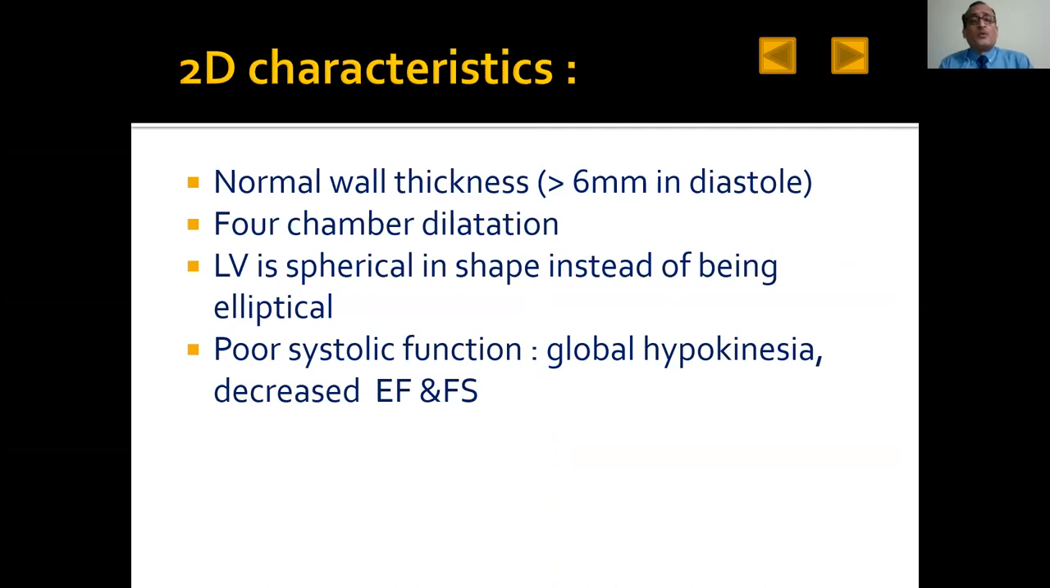There is normal wall thickness, left ventricular hypertrophy, if at all, is very minimal. Secondly, there is four chamber dilatation. Thirdly, the left ventricular shape is spherical instead of being elliptical. And lastly, there is poor systolic function giving rise to global hypokinesia and decreased ejection fraction and fractional shortening.